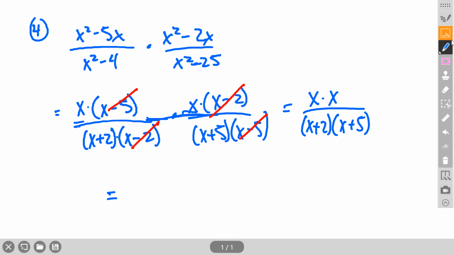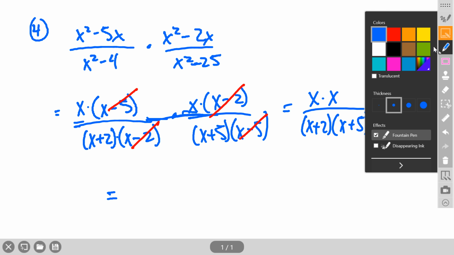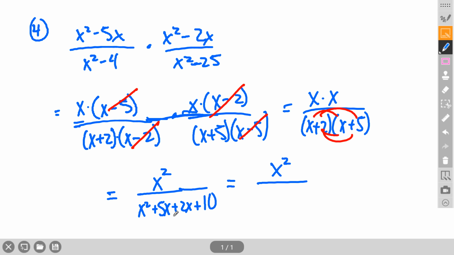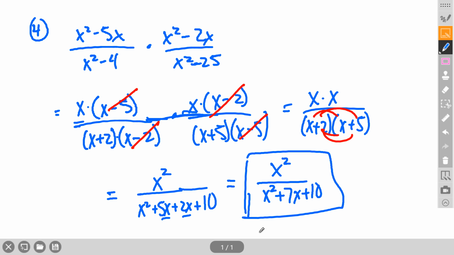Our answer should be in standard form, so we're going to have to actually do the multiplication. In the numerator, x times x would be x squared. In the denominator, we distribute: x times x is x squared, x times 5 is 5x, 2 times x is 2x, and 2 times 5 is 10. Combining the like terms in the denominator, 5x and 2x, we get x squared plus 7x plus 10. And this would be our simplified expression.